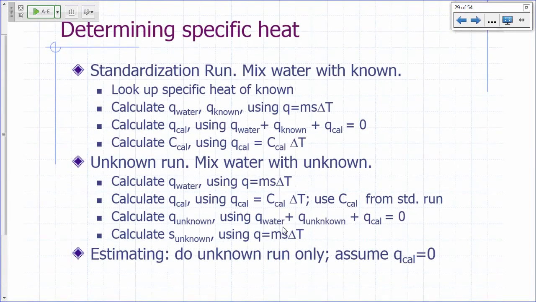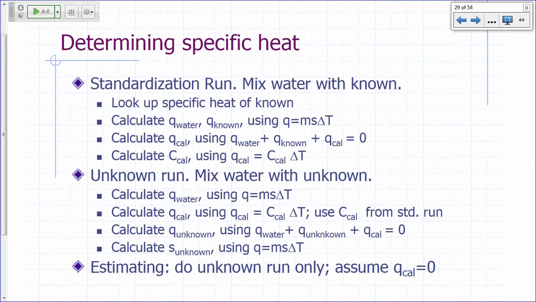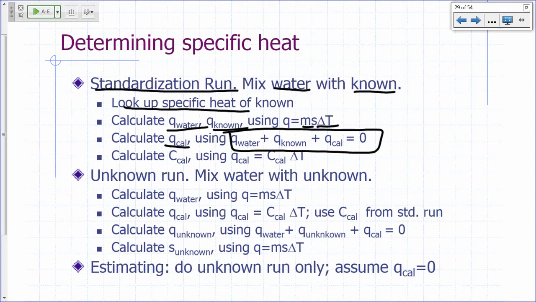All right. So let's summarize the procedure for determining specific heat. You do a standard run, right? You mix two known things. Usually one of them would be water, and then the other one would be some other known metal, okay? You look up the specific heat of the known material. So calculate Q water, Q known, and Q is mass times specific heat times delta T. Then you can calculate Q cal, given that all of those Q's should add up to 0. And then from that, you can calculate the calorimeter constant, given that Q cal is C cal times delta T. So that was the first example we had. And then the follow-up question was one where we had an unknown run.